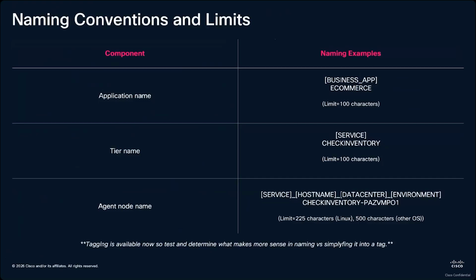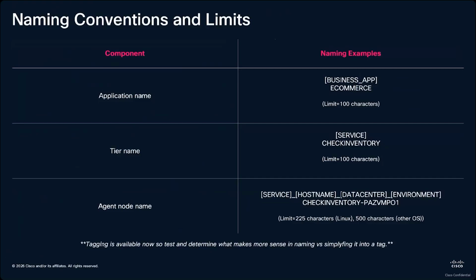So for the example that we have here, there's e-commerce, where the variable that we were giving as an example is the business application name. And then the example of it would be, it's an e-commerce website for your company. And then within there, you have multiple tiers, and one of those tiers would be the grouping of nodes that all have the same code, and they're grouped together under the tier name. And it would be like check inventory.